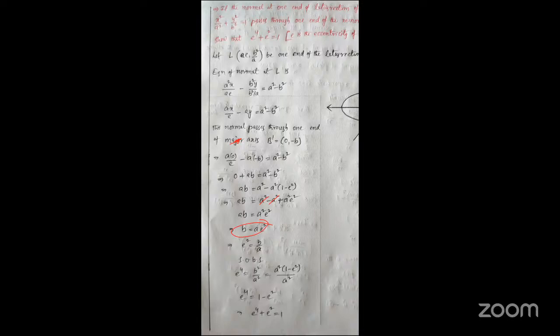And e square equal to b by a. Now squaring on both sides, that is e power 4 equal to b square by a square. And again, applying b square, that is a square into 1 minus e square. Here a square will get cancelled. Therefore, e power 4 equal to 1 minus e square, which is e power 4 plus e square equal to 1. So this is the result.